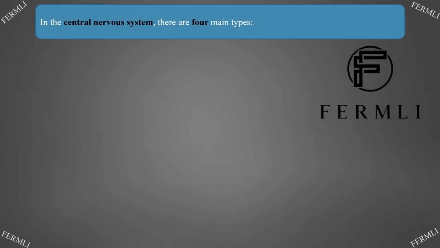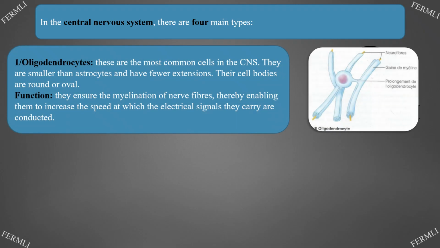In the central nervous system, there are four main types. One, oligodendrocytes. These are the most common cells in the CNS. They are smaller than astrocytes and have fewer extensions. Their cell bodies are round or oval. Function: they ensure the myelination of nerve fibers, thereby enabling them to increase the speed at which the electrical signals they carry are conducted.